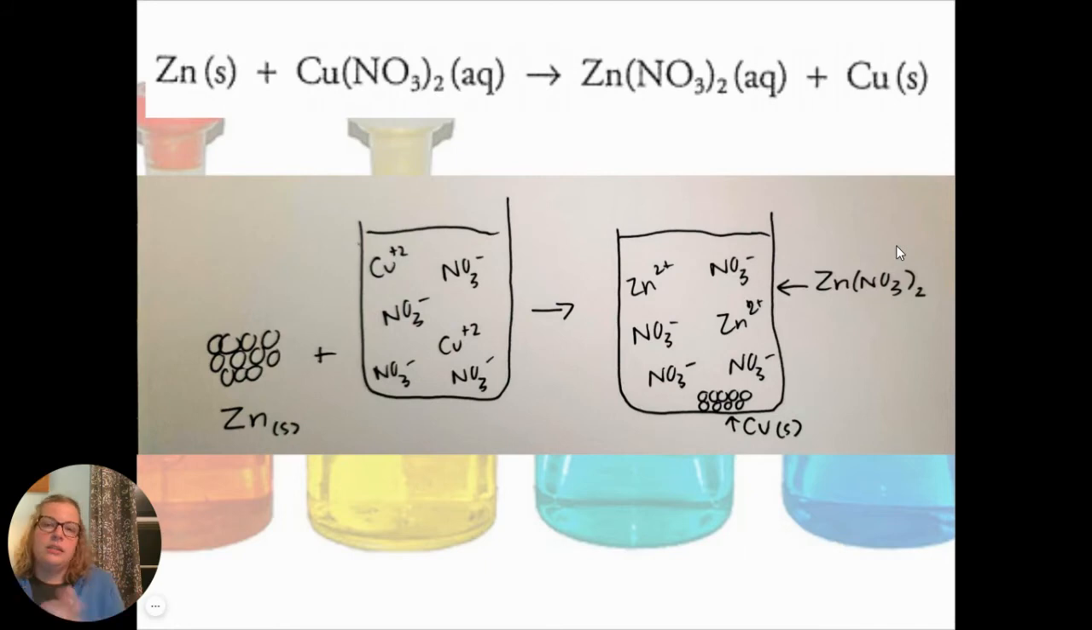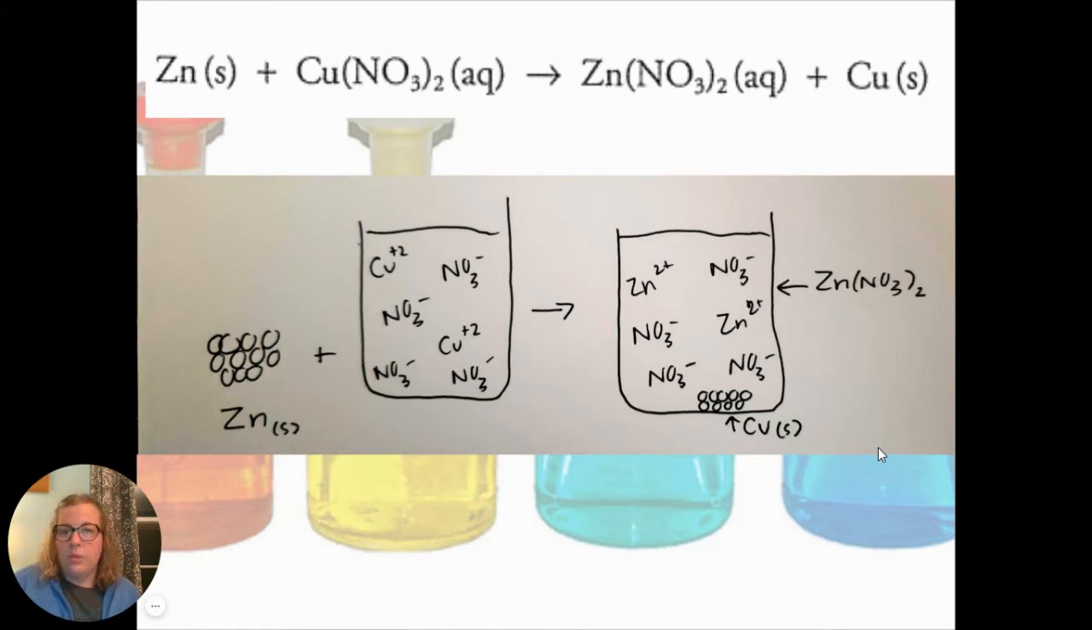And then because the zinc nitrate is aqueous, I have zinc 2 plus ions now and nitrate ions. And if you look in our picture here, nitrates remain nitrates, but the zinc goes from a solid to an ion and the copper goes from an ion to a solid. So when we think about our net ionic equation, we are going to leave out our spectator, the nitrate.